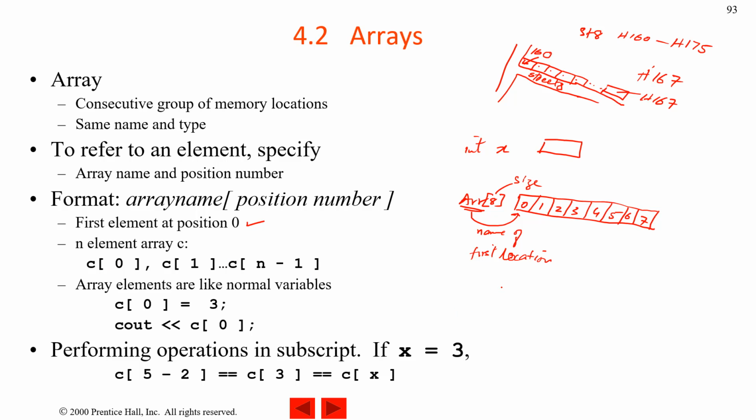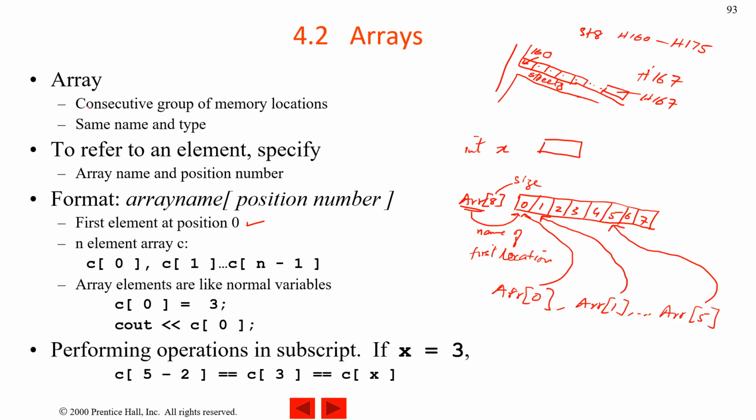So here if I want array of 0, this is this location. Array of 1, this is this location, and so on. Array of 5, this is this location. And how the computer does it is that I need to tell it the data type of this variable array ARR.